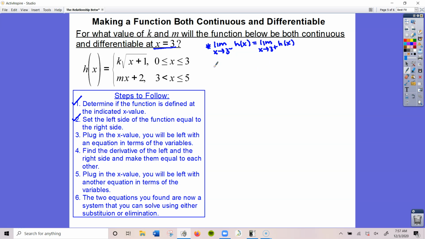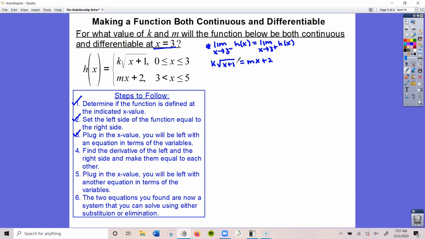And now I'm going to write those corresponding equations. So k square root of x plus 1 is equal to m times x plus 2. Now we're going to plug in the x value. So that's what I was saying.